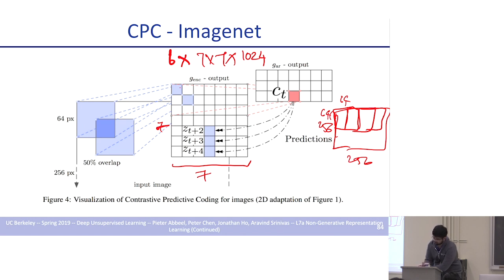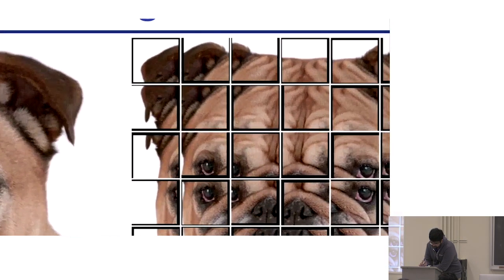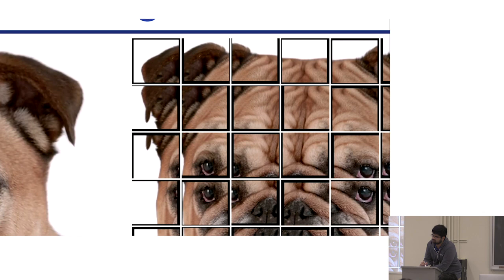Maybe I can show you the real image. So this is how it's going to look. This is the actual image, some dog. This is the 7 cross 7 grid that you get. In practice, I don't know if you can notice, but there are these black pixels at the borders. Those are random crops that they do.